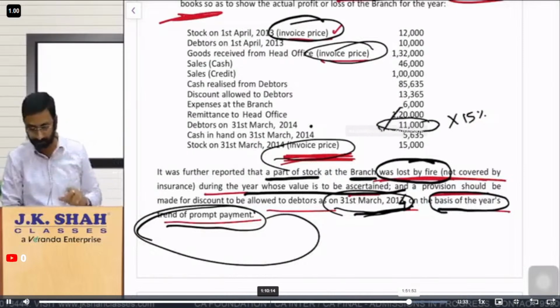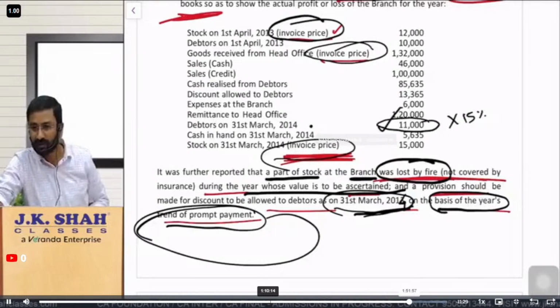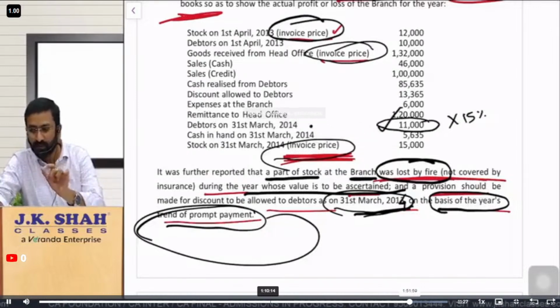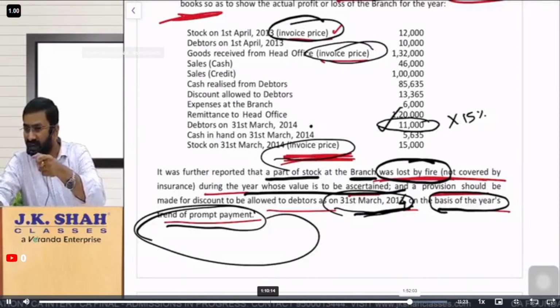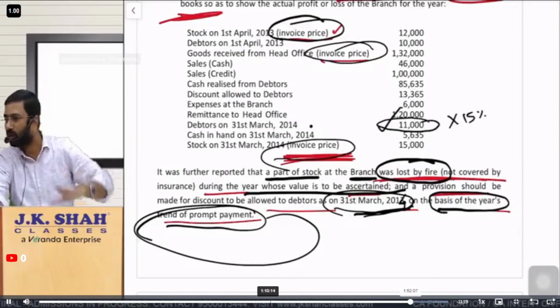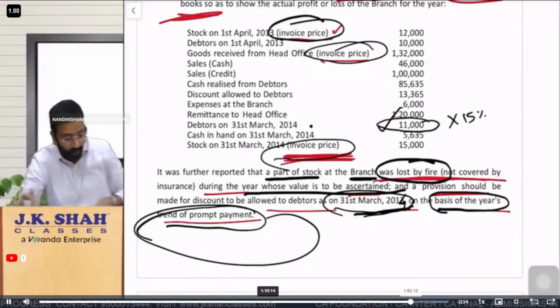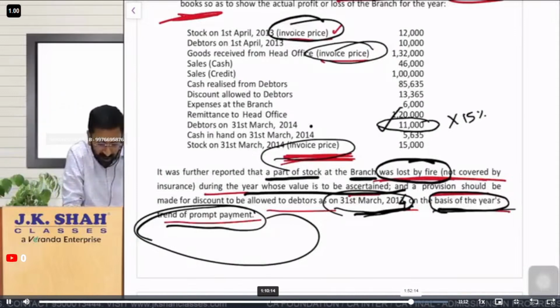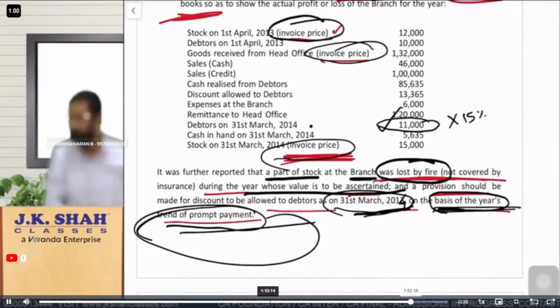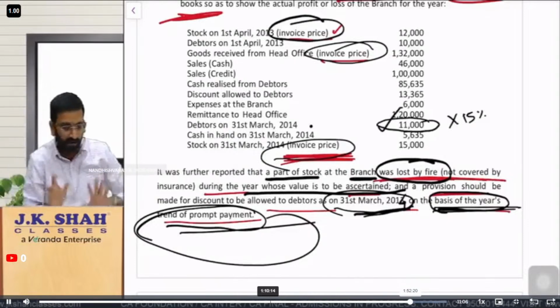I'm repeating, concentrate properly. Closing debtors, how much? 11,000. We should make a provision for discount. How much? 15%. But if I create 15% on the full 11,000, we are assuming that all of them are going to do prompt payment, but all of them may not do. Only some of them may. That you have to decide based on the current year's trend of prompt payment.